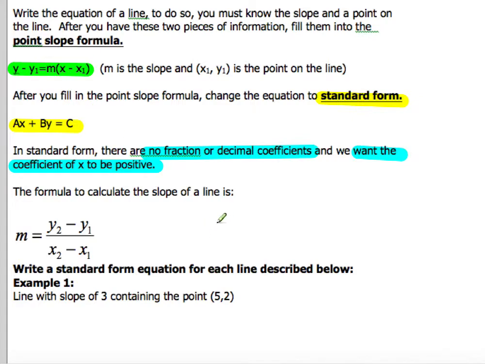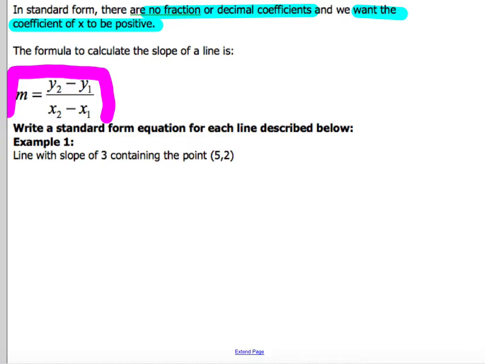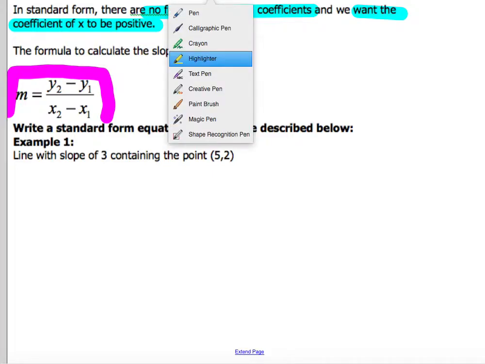So the formula that we're going to use for slope is here at the bottom, and we used that already on the previous page. You're going to have to memorize that formula there. And we're going to start with this first one here. It says to write a standard form equation for each line described below. Example 1, line with slope of 3 containing the point (5, 2).